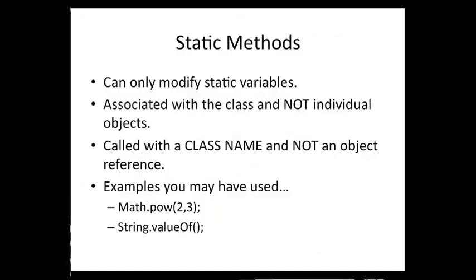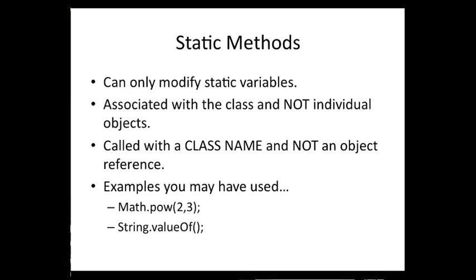So what are static methods? Well, a couple things that we want to talk about first. Static methods can only modify static variables, and when you think about it, it makes sense because you don't want your static methods to be able to reach into a single object instance and make changes. The other thing about static methods is that they are associated with the class and not individual objects. Same as static variables, by the way.